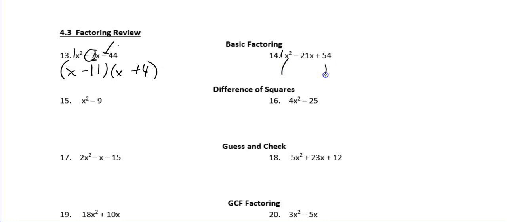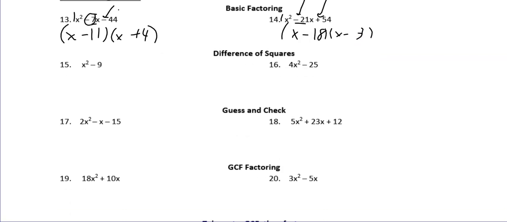Next one. I need two numbers that multiply to give me 54 that this time add to negative 21, which means both these numbers are going to be negative. When the last number is positive, both binomials have the same sign as the middle term. So you might need to break this down and do some checking on your calculator, but it ends up being 18 and 3. 18 times 3 is 54, and negative 18 and negative 3 is negative 21.